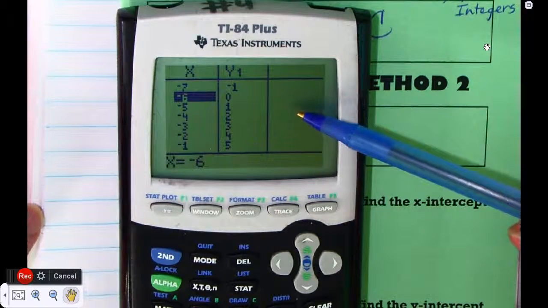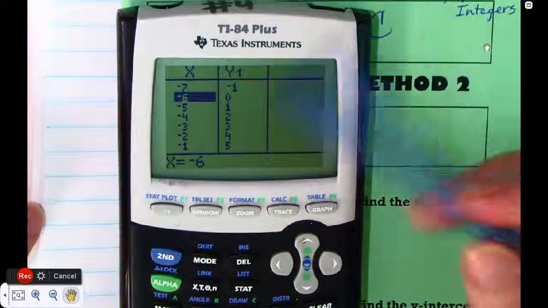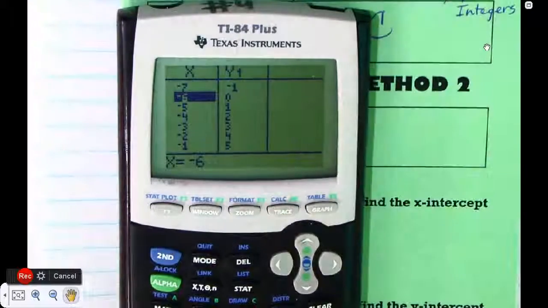Does that make sense? Okay. So you can use the table. You don't have to go to the graph to find it. You can go straight to your table and find them. Now, there is going to be a problem sometimes, and we'll get into that, when you can't find it on the table, and you can't find it on the graph.